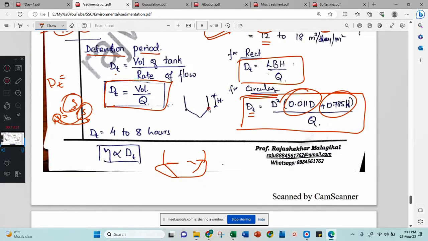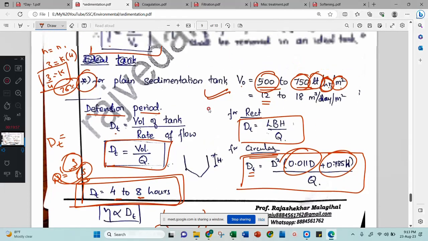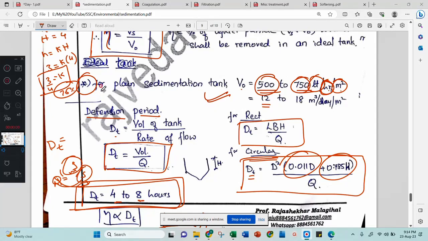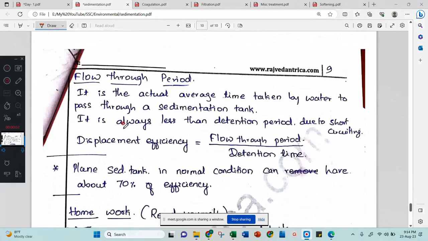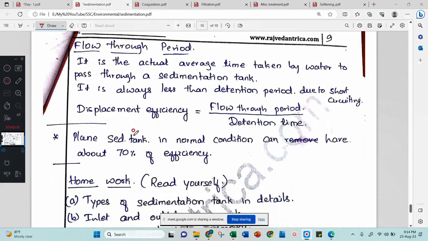Then, very important, remember for plain sedimentation tank 4 to 8 hours. In this page, these constants you have to remember. Important constants which are given in the notes that you have. And don't worry about very difficult and deep things, because we are answering 1 mark questions in paper 1.